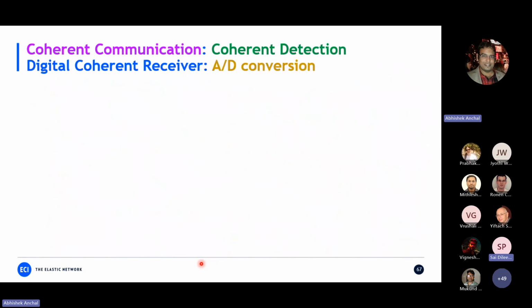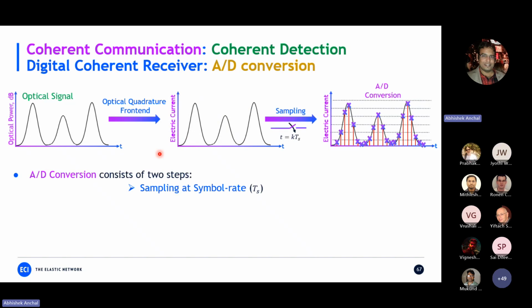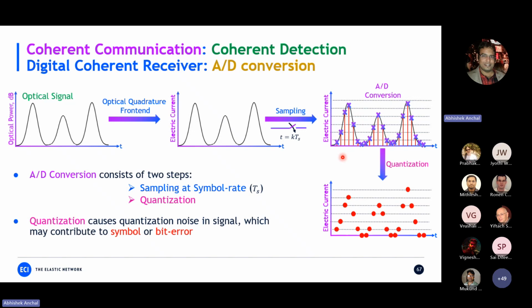Okay, so let's see first the A to D conversion. This is the optical power, let's say it's I and Q. I'm just mentioning one. It goes to the quadrature front end, and then you generate some electrical current varying with respect to time like that. And then we do sampling, and then we do quantization.